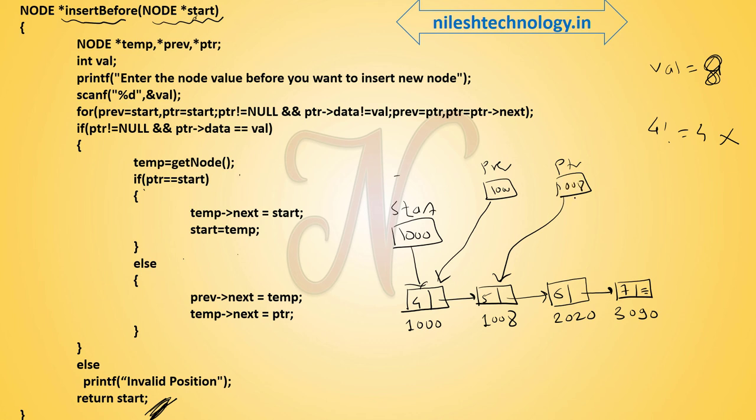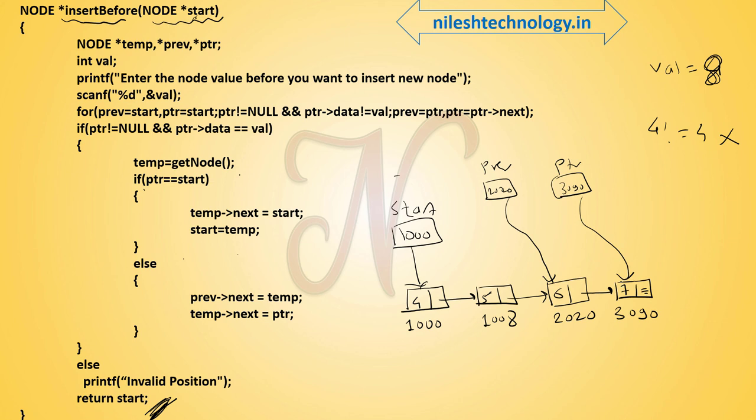Again condition, ptr is not equal to null and the data 5 is not equal to 8. True, again prev equal to ptr. So prev is pointing to this ptr location. So the address is 1008 and ptr equal to ptr of next. ptr is going to next. So the address is 2020. Again check, ptr is not equal to null and data is not equal to value. So 6 is not equal to 8. Again here prev is equal to ptr. So the address is 2020 and ptr equal to ptr of next. Here the address is 3090.